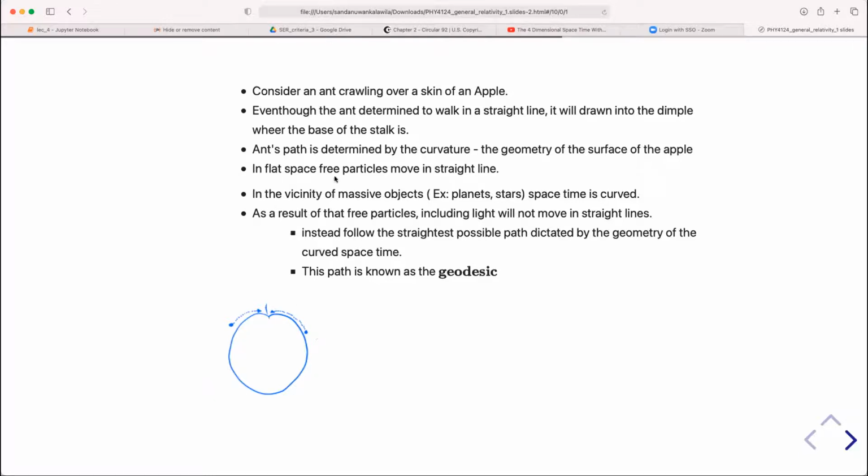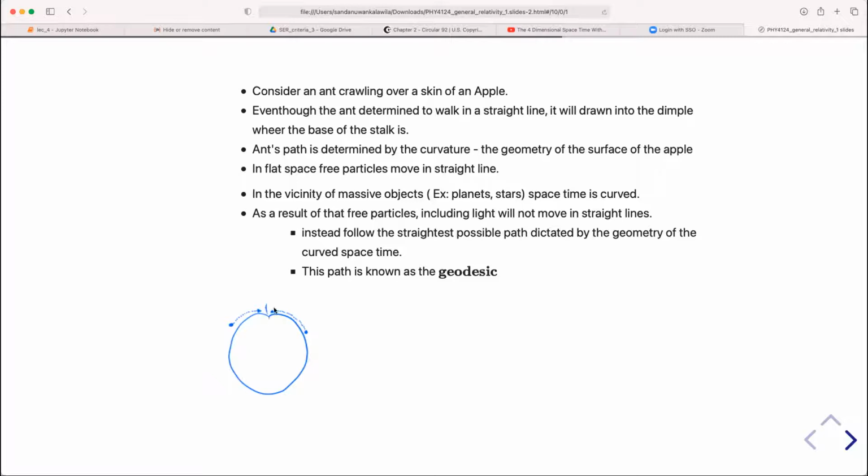The ant is determined to walk in a straight line, right? But what will happen eventually is, even though the ant needs to walk in a straight line, it has to walk on the surface of this apple, right? And we all know that an apple is a curved surface, right? Because of that, it will automatically be drawn into this position right here, which we call the dimple, right?